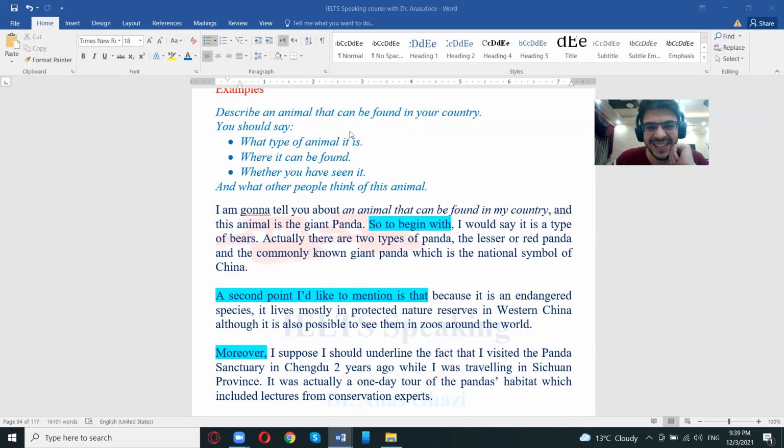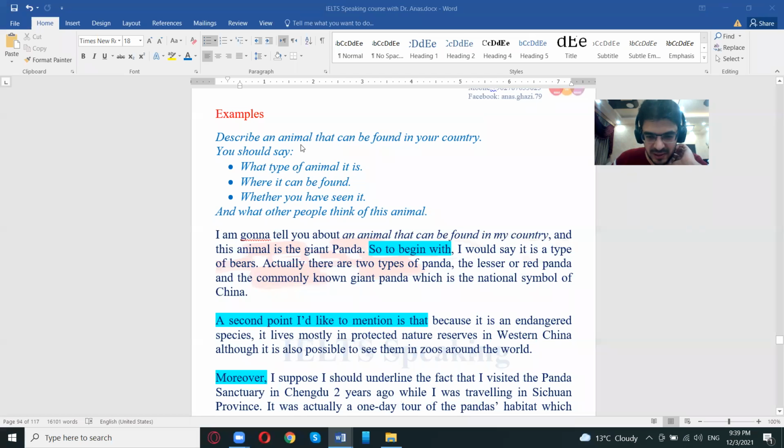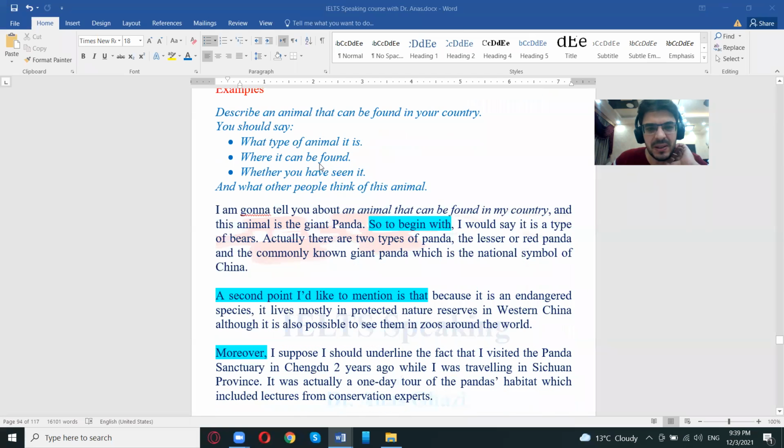Okay, so let's look at a full response, or a full answer. The question here is: describe an animal that can be found in your country. You should say what type of animal it is, where it can be found, whether you have seen it or not, and what other people think of this animal.